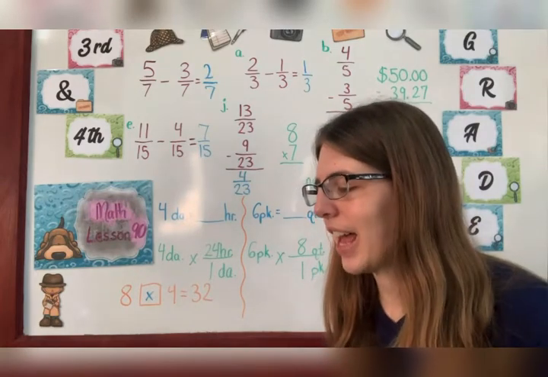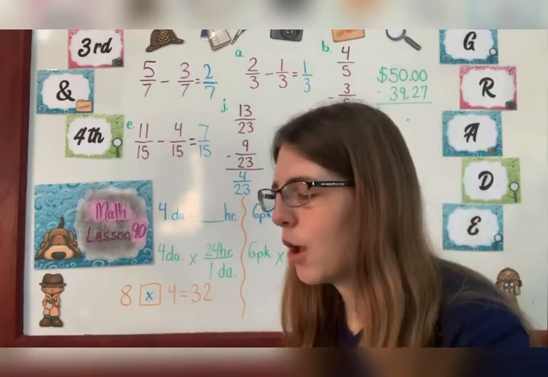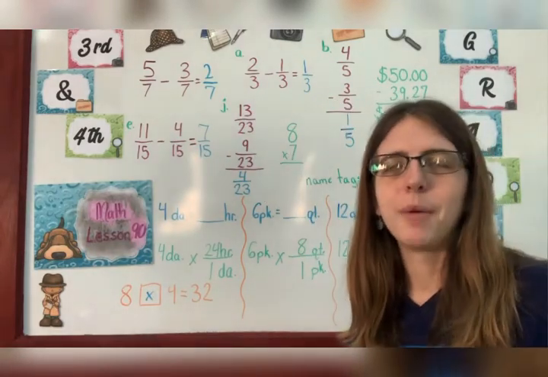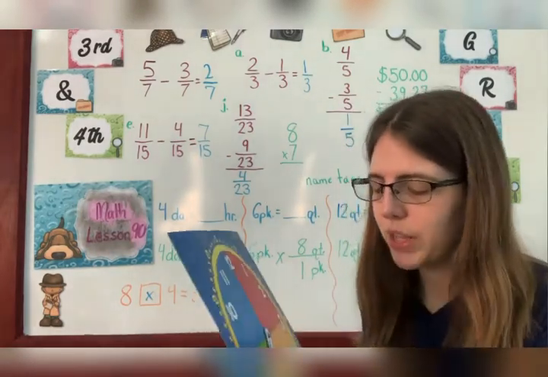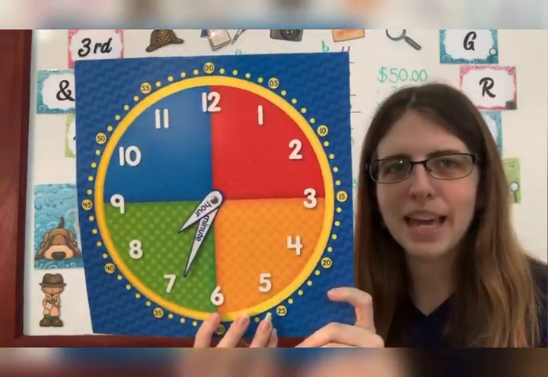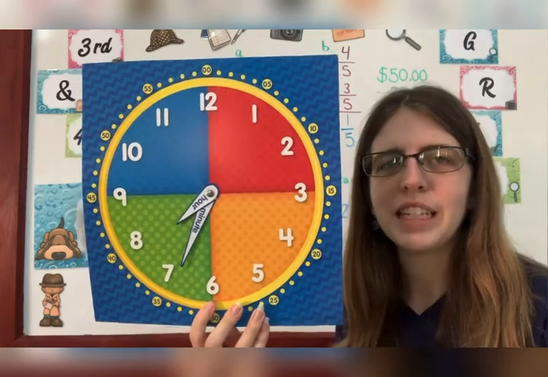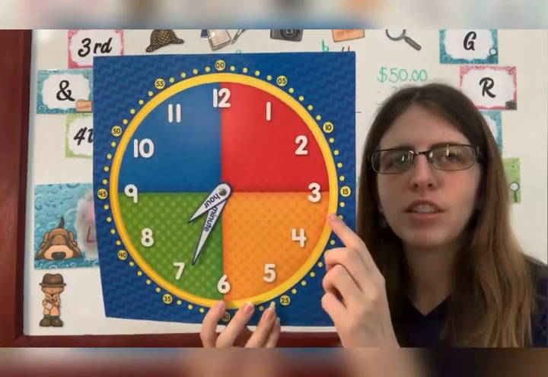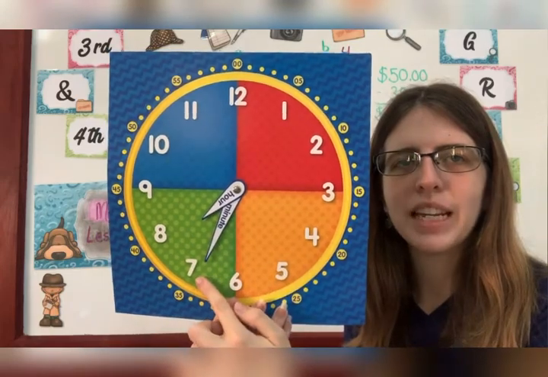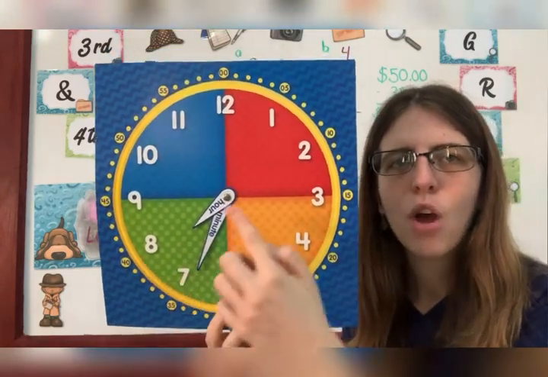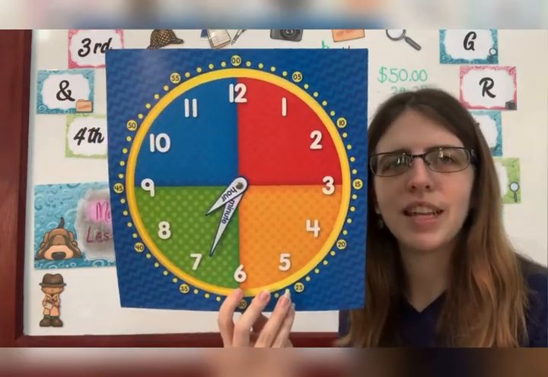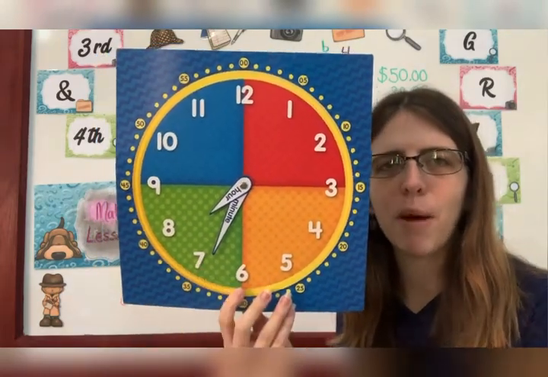Number 6 says, write the times. Be careful because not all the times are a multiple of 5. So here's your first clock, nice and big. It says you need to write what time it is. So first, let's look at the hour. The hour hand is in between 7 and 8. When your hour hand is in the middle between two numbers, what hour is it? Is it the bigger number or the smaller number?